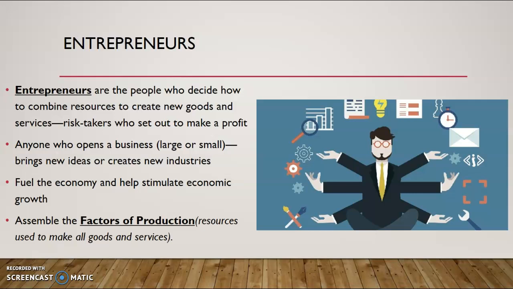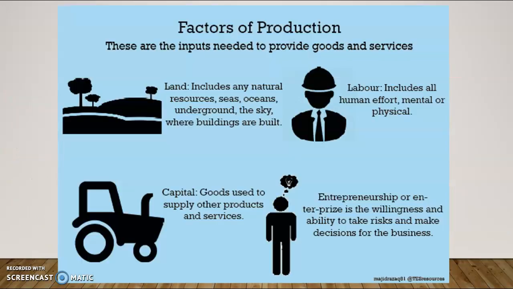They, being entrepreneurs, assemble the factors of production. They gather land, labor, and capital to provide goods and services. Land is anything natural resources, water, dirt, wood, anything that comes from the earth is a natural resource. It's where buildings are built. It's where businesses are started. Labor is your workers. It's human effort. This can be mental or physical. It can be ideas or it can be physical labor.